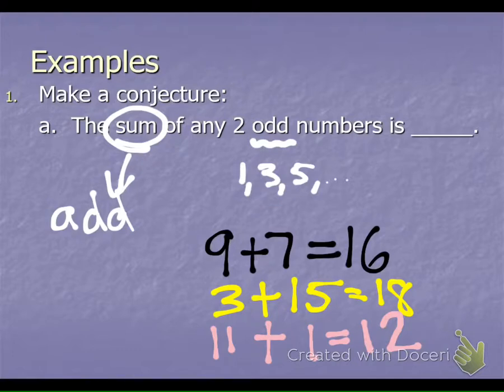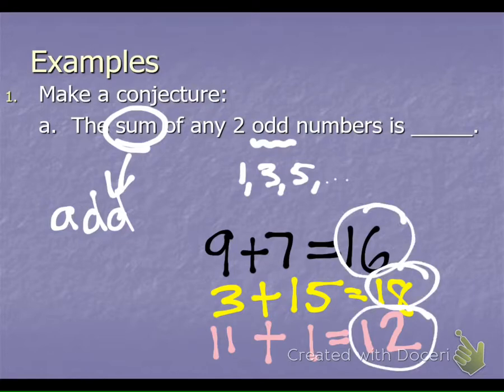We are trying to observe a pattern. What do you notice about all three sums? They are even. So my conjecture is that the sum of two odd numbers is even. Now, before I just move on, I want to sort of pause and try to think of a time when that's not true. Can you think just quickly in your head of any two odd numbers that add to give you something that's not even?